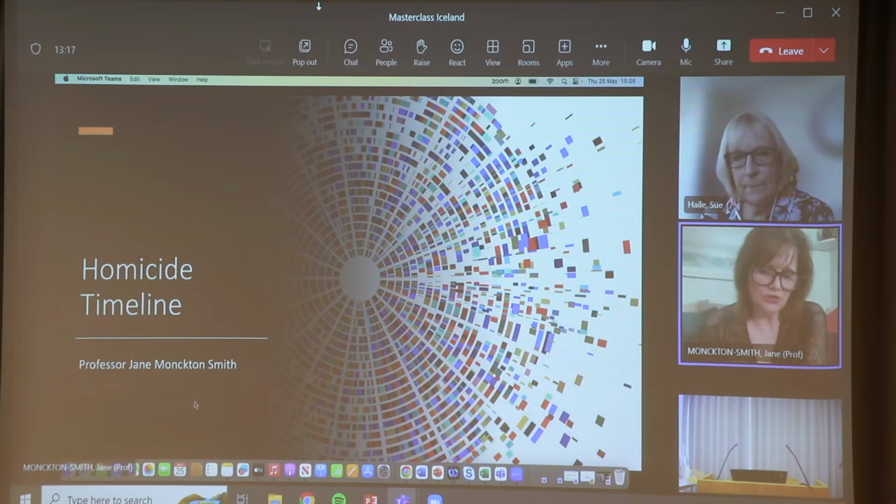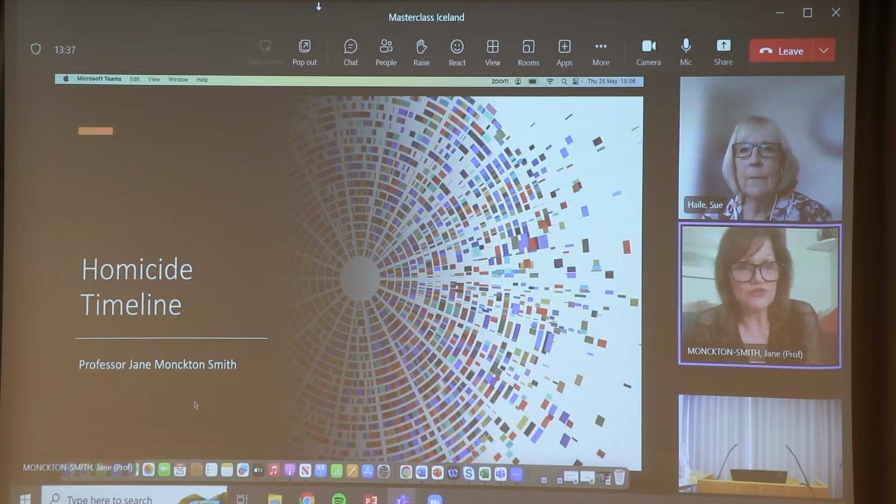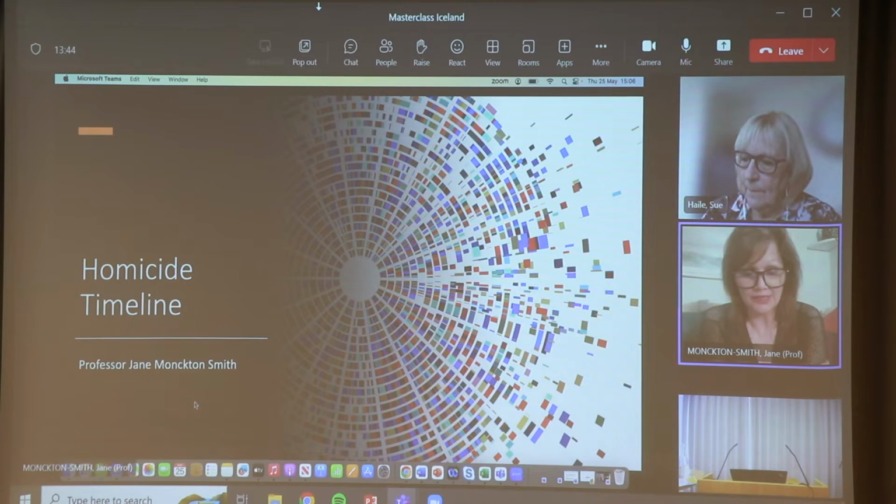But first of all, I do want to talk a little bit about the scale of the issue we're talking about. This is a much bigger issue than most people think. And then I will talk about the idea of coercive control. And coercive control is really important because it's been found to be the best framework for understanding domestic abuse.